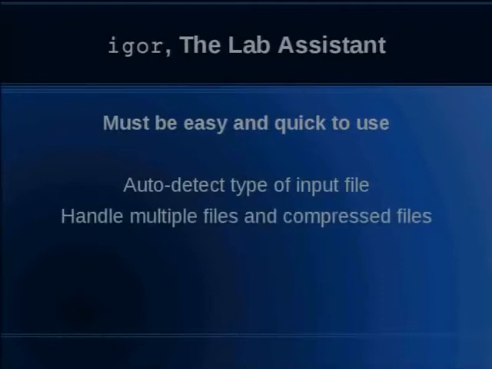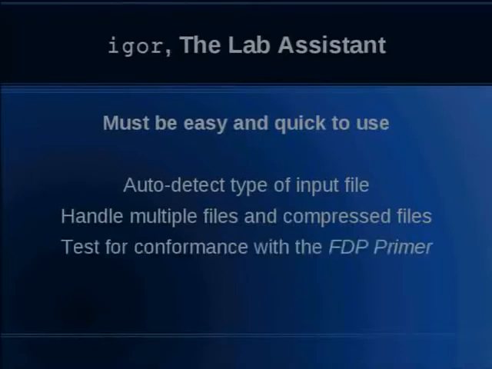It should handle multiple files and compressed files, like, say, a directory of man pages, like if you want to check everything in man 8, which I've done. There's plenty of errors in there. And I don't want to have to decompress each one and feed it through something. It should do that for me. And we should also test for conformance with the FreeBSD documentation primer, because we can then encourage those standards.